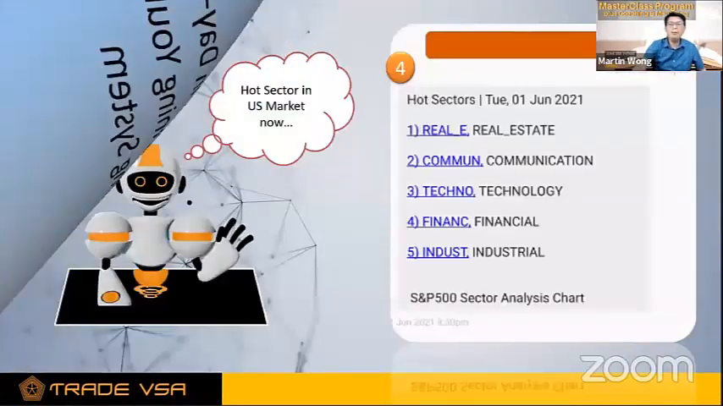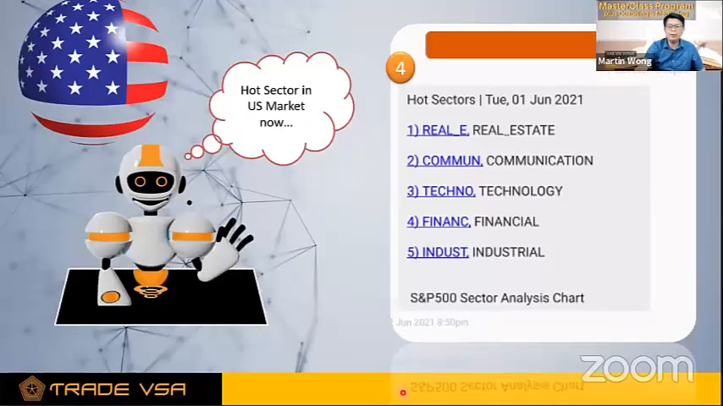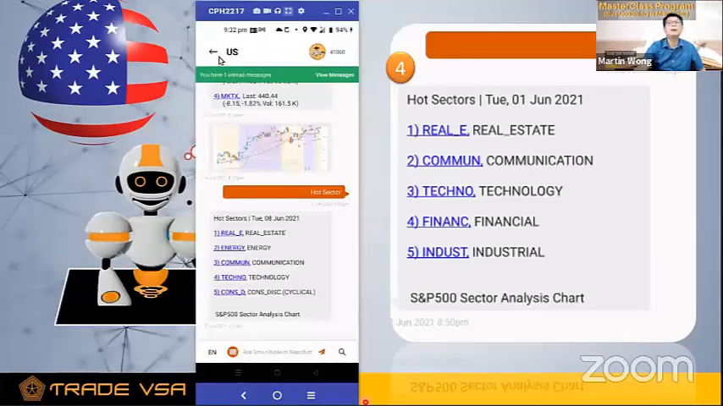Of course, we want to look at what the hot sectors are. So right now, I'll just bring on the Smart Robie here for the US side. This is the Smart Robie for the US side, and you can see right now we have real estate. So you can click on real estate here. A lot of the real estate stocks are really moving up very nicely. If you look at it, AMT, PLD, let's talk about AMT.